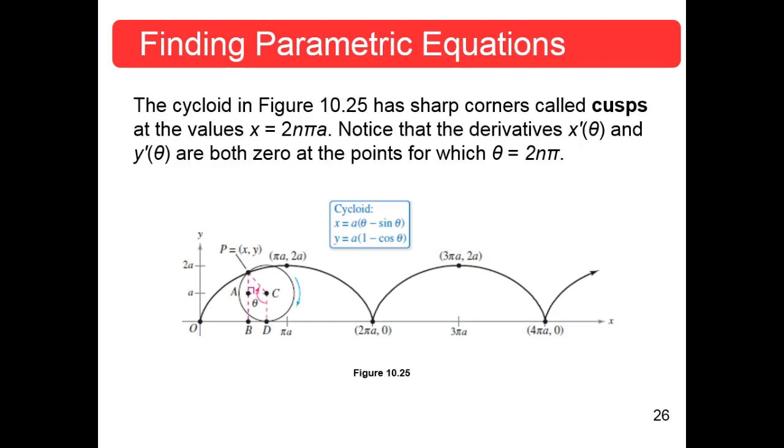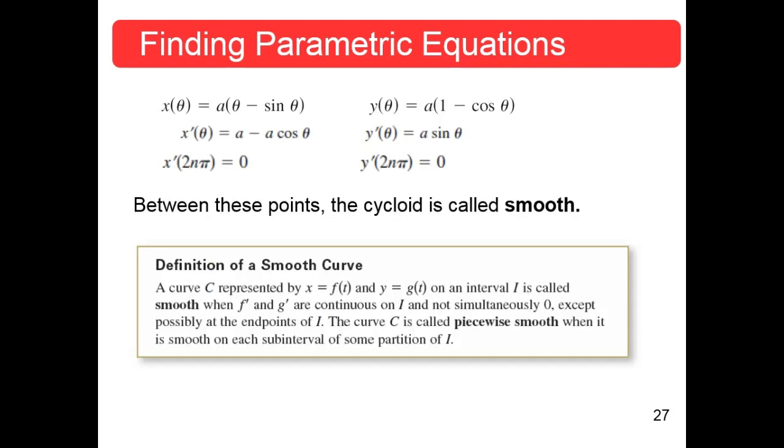derivatives with respect to theta, x prime and y prime, are both 0 at the points where theta is 2n pi, and 0 over 0 is sometimes indeterminate, but in this case not defined, because that will not be a smooth continuous derivative at all. So x as a function of theta is A times theta minus sine theta. Y is A times 1 minus cosine theta.